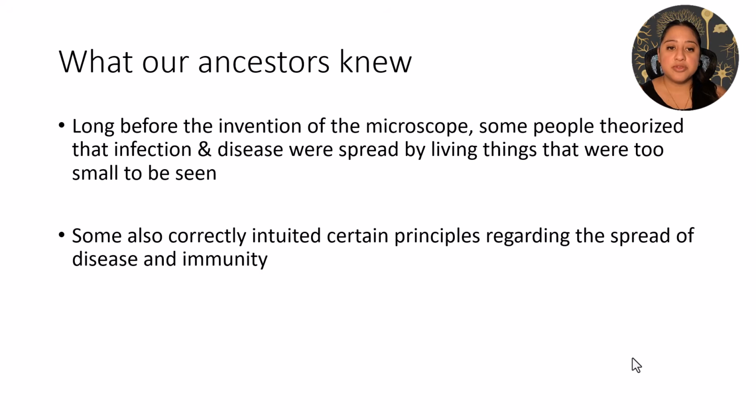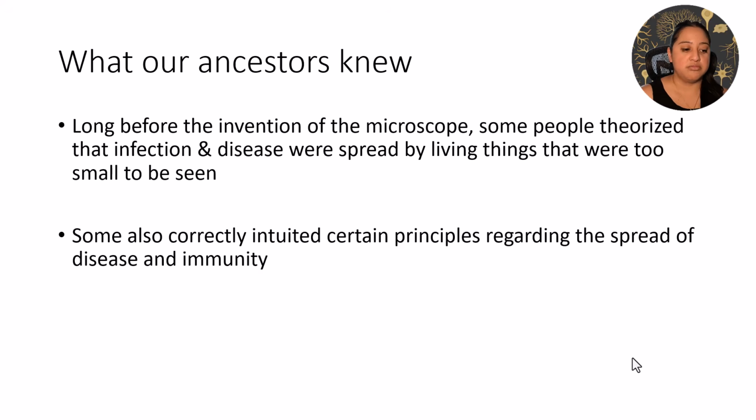And so long before the invention of the microscope, before we saw that there were microorganisms, some people did theorize that infection and disease came from living things that were too small to be seen. They were able to figure out that it's not that diseases just happen, there's something behind them that causes them to happen. And some people also correctly intuited certain principles regarding the spread of disease and immunity. So, there's something behind this disease and it can be passed on from person to person.